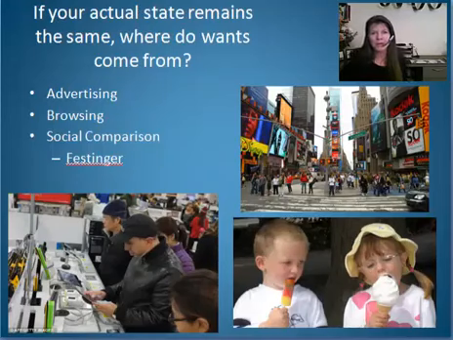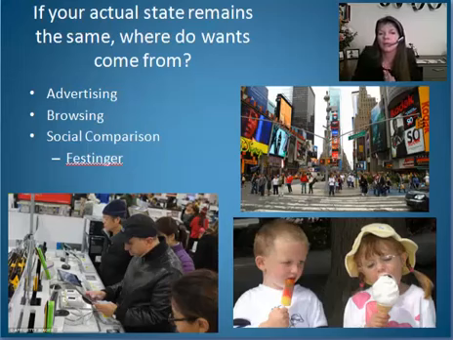So if your actual state remains the same, where do wants come from? Well, the goal of advertising is to create wants. Food ads at nighttime often prime you for snacking, even if you're not hungry. Okay? After enough snacking from the TV, it can become habitual, right? So we're constantly bombarded by ads on TV, the internet, billboards, store windows, magazines. We're surrounded by them and they create wants.